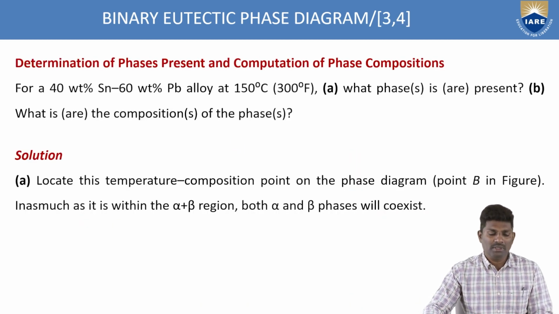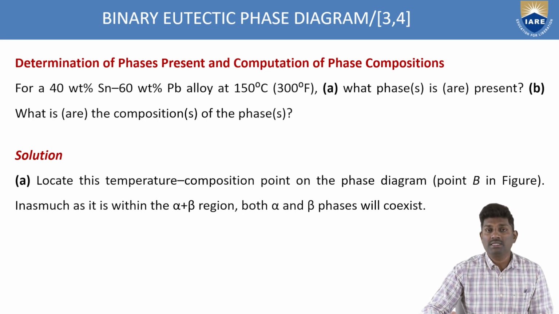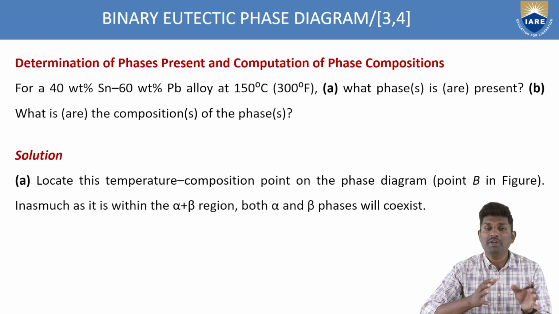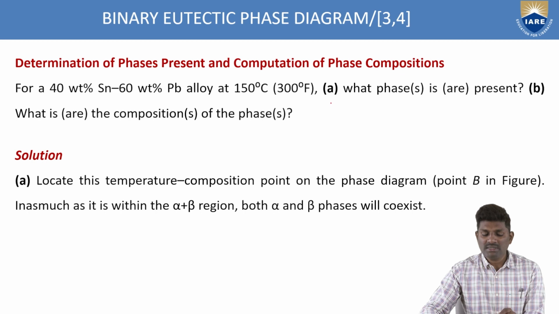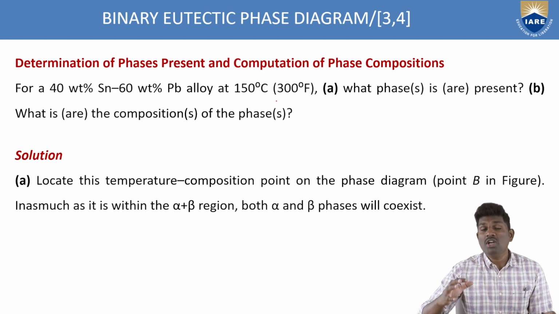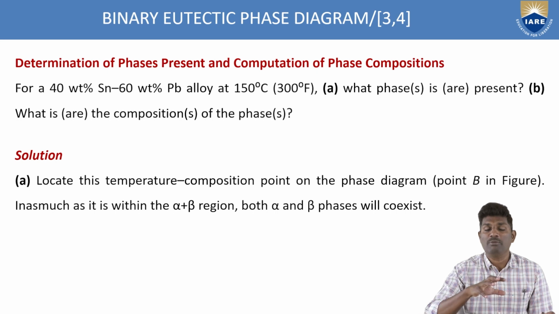Now let's see an example to find out the phases present and also to compute the phase compositions, just consider a practical example. If you take a 40 weight percentage tin and 60 weight percentage lead alloy at 150 degrees centigrade, this is the composition we have been given of the lead and tin. From this, at 150 degrees centigrade, what are the phases present and what are the compositions of the phases? These two we need to find out with the help of this data.